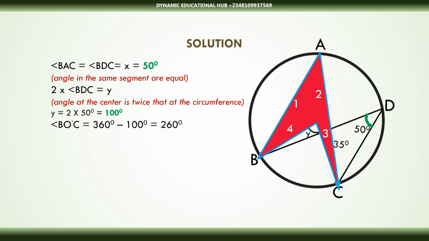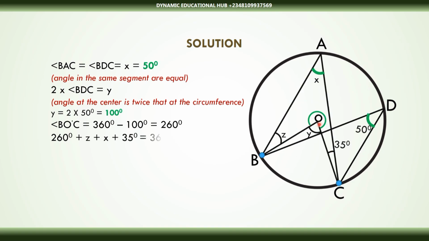Now, what is the property of a quadrilateral? The sum of the interior angles of a quadrilateral is equal to 360 degrees. So the angles inside, the interior angles, if you add everything together, you get 360 degrees. That is what you have done here. So obviously, you are going to get 260 degrees, which happens to be the angle outside, plus z plus x plus 35 degrees. That is the interior angles. If you add everything together, you get 360 degrees.